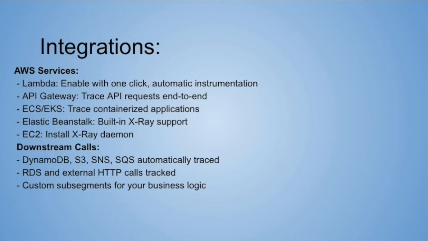X-Ray works seamlessly with multiple AWS services like Lambda, API Gateway, ECS/EKS, Elastic Beanstalk, and EC2. And for downstream calls, DynamoDB, S3, SNS, and SQS are automatically traced, RDS and external HTTP calls are tracked, and you have custom subsegments for your business logic.